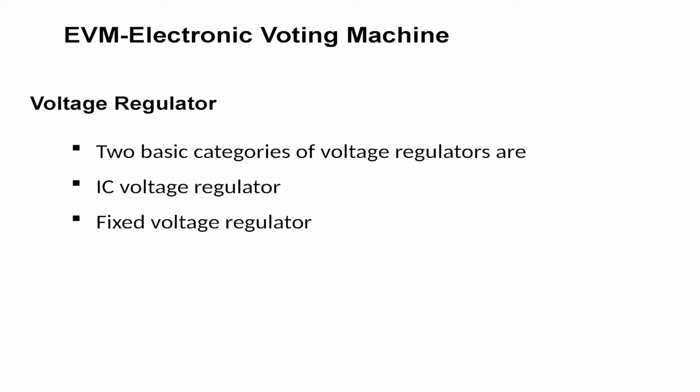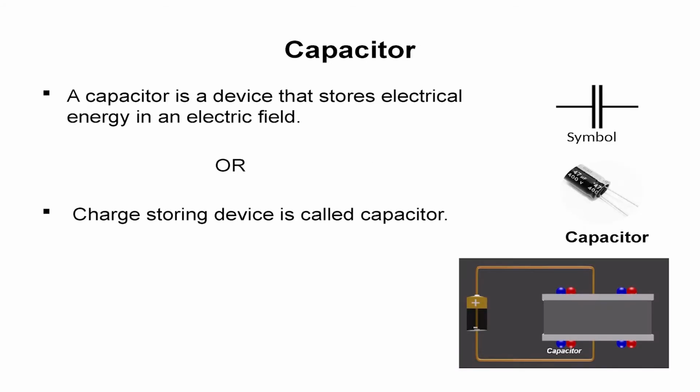Now the voltage regulator. We have provided a voltage regulator within the adapter that is providing the power supply. The voltage regulator regulates our voltage to the specific volts mentioned, used for operating the whole demonstration of the electronic voting machine. You can set it to any value. Capacitor is used for storing charge.